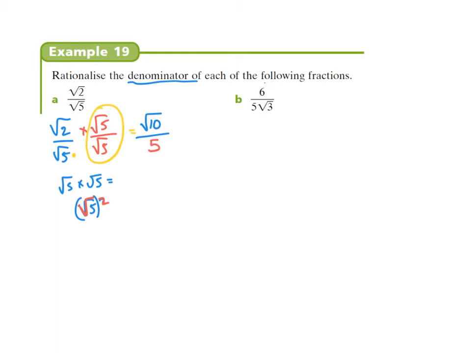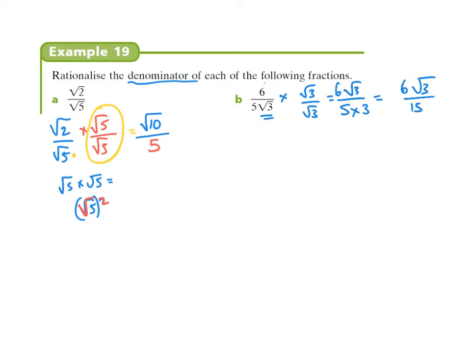With this one, we just need to multiply this particular fraction by the surd part, so we're going to multiply it by square root 3 over square root 3, which is just timesing it by 1, renaming the original fraction. So we're going to have 6 times square root 3 on top, and then 5 times just plain old 3. So 6 square root 3 over 15.